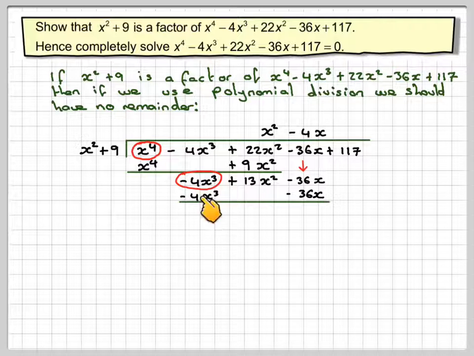Right, when we do the subtraction, we get nothing from here. We're going to get 13x squared. And again, we're going to get nothing from here, so we'll leave a space. And we'll just bring down the 117.